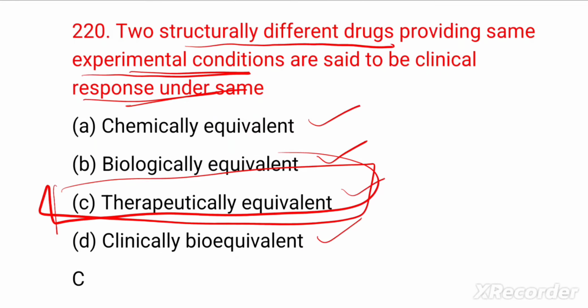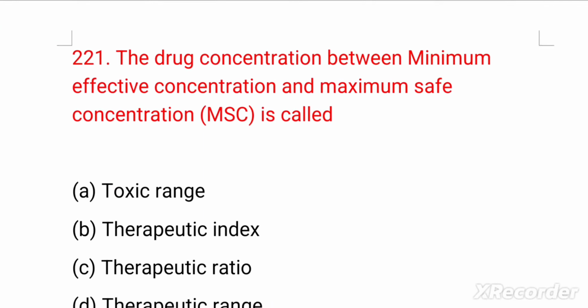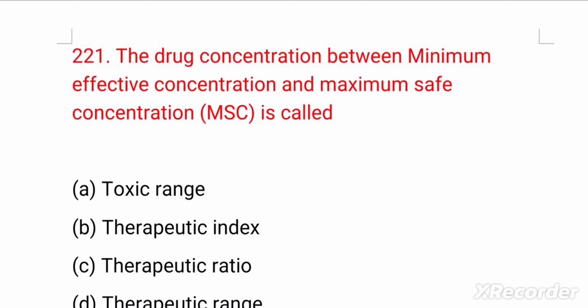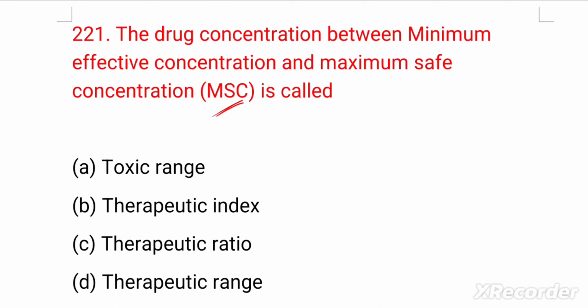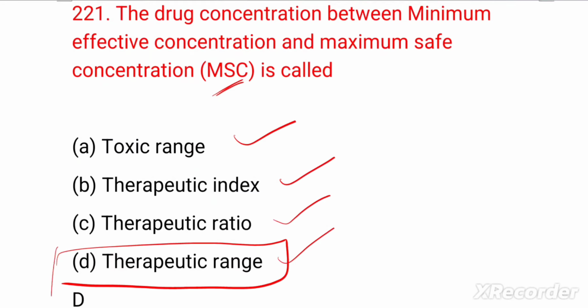Next question, the drug concentration between minimum effective concentration and maximum safe concentration, MSC, is called, options are toxic range, therapeutic index, therapeutic ratio, therapeutic range. Answer is D, therapeutic range. The drug concentration between minimum effective concentration and maximum safe concentration is called therapeutic range.